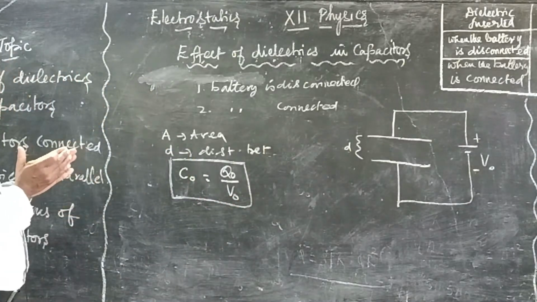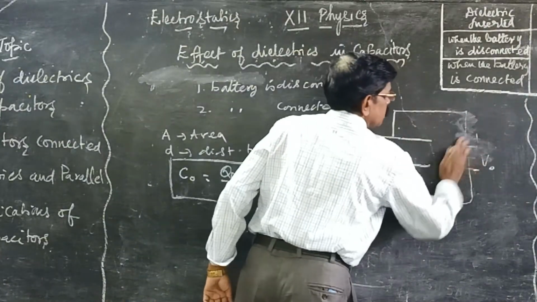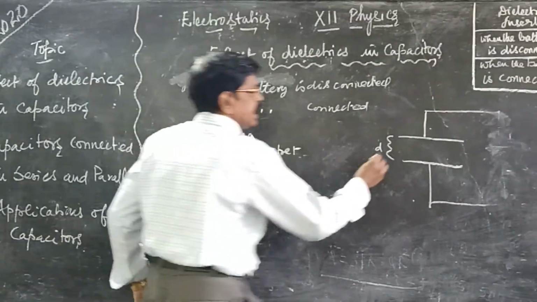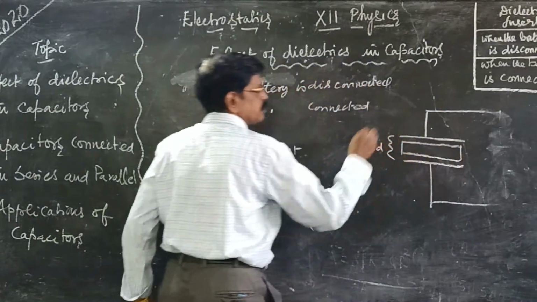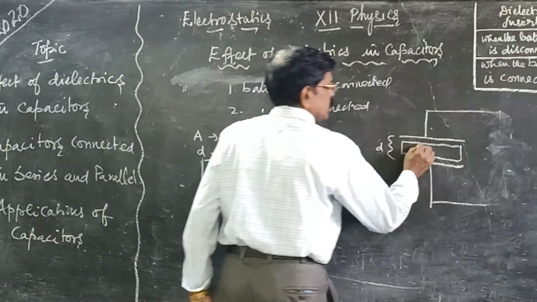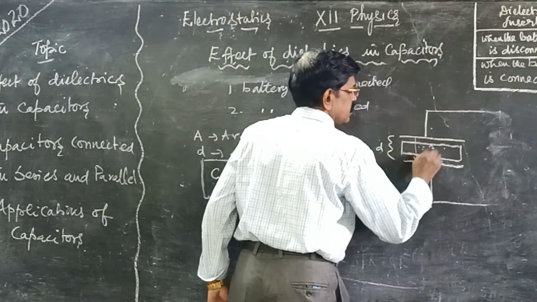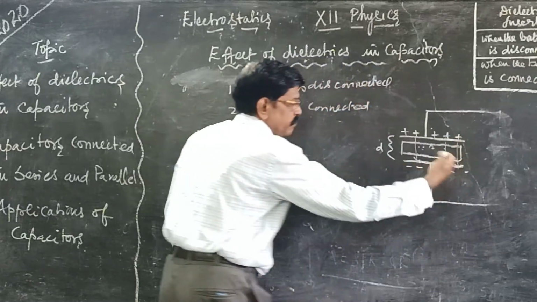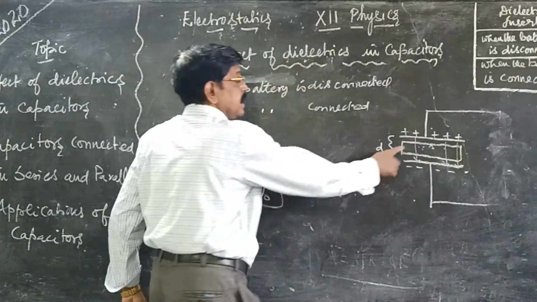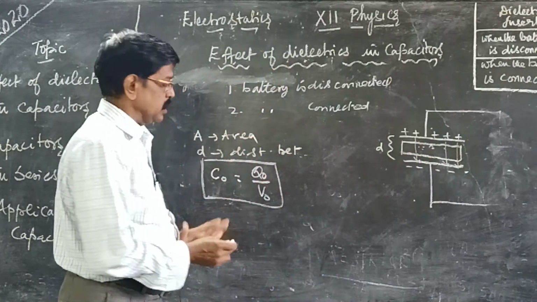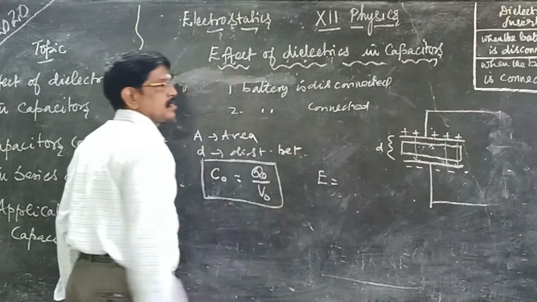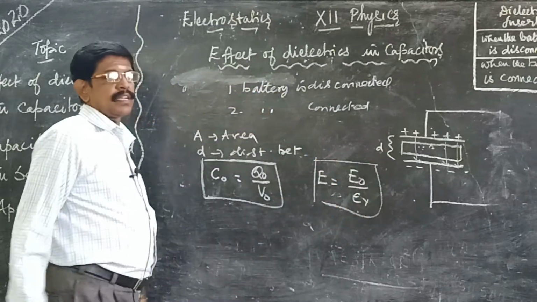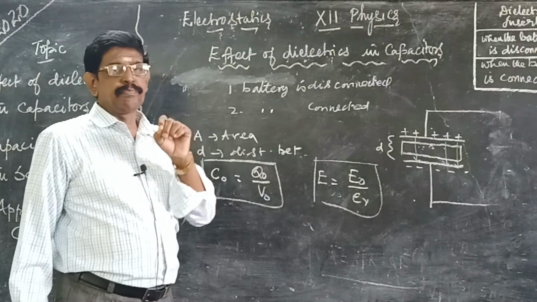Now, after the charging, let us assume the battery is disconnected. When the battery is disconnected and the dielectric slab is interposed, due to polarization, the plates have positive and negative charge, and an electric field is there between them. When we interpose the dielectric, the electric field starts decreasing. The electric field E is E naught by epsilon r. What is epsilon r? Epsilon r is nothing but the relative permittivity.